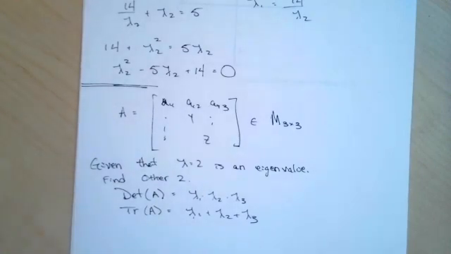Any questions? So that is it for spectral theory. Let's go ahead and move on. Let's take a look at orthogonality. We want to get to the Gram-Schmidt process.